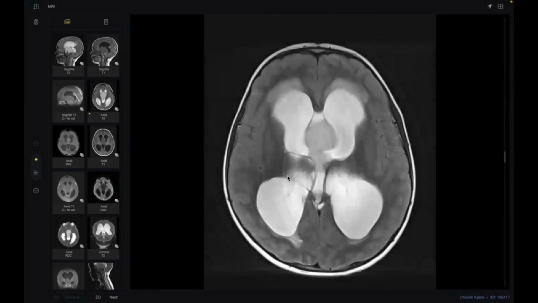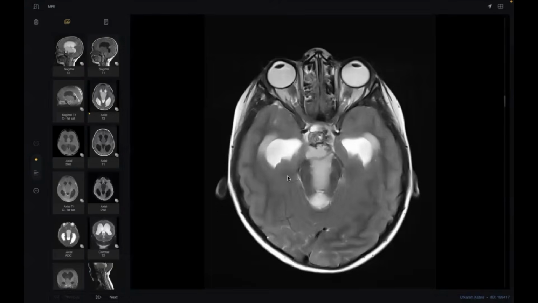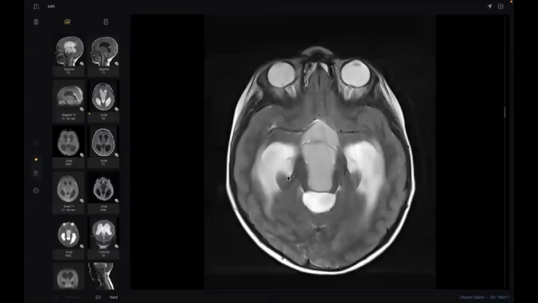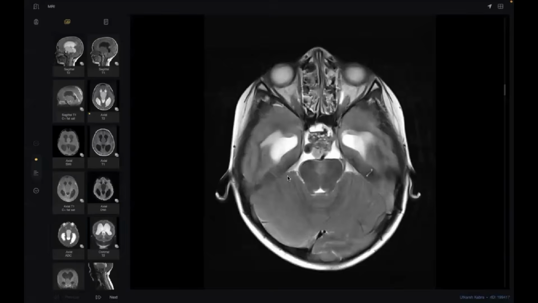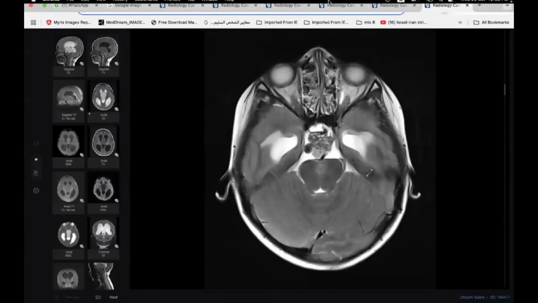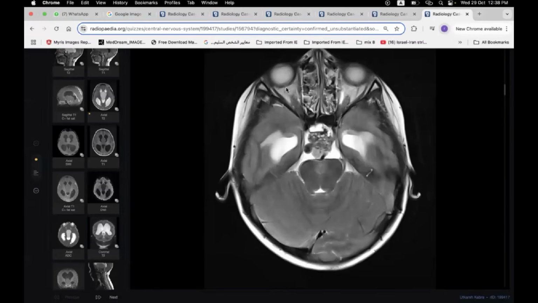First thing to be done is immediate insertion of a ventriculoperitoneal shunt to relieve this severe hydrocephalus to save the brain. Second, transferring to a pediatric neurosurgeon. Okay, thank you, doctor, so much. Next candidate.